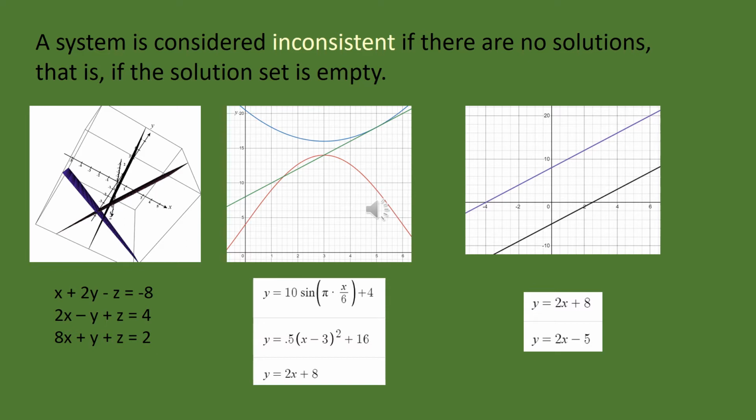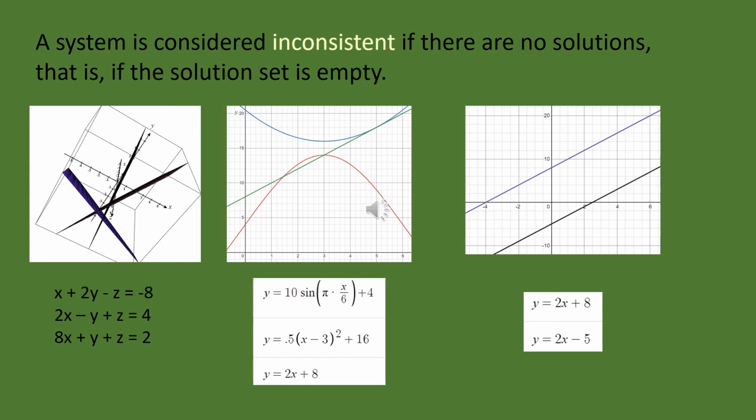All 3 planes do not intersect in the same point. 2 of the planes intersect and 2 of the other planes intersect, but all 3 of them do not intersect at the same point. The next example has some 2-dimensional graphs, a wave, a quadratic, and a line. All 3 of those do not intersect in the same place. Again, the wave intersects the quadratic intersects the line intersects the wave, but all 3 of them do not intersect in the same place. Hence, there is no solution to the system.